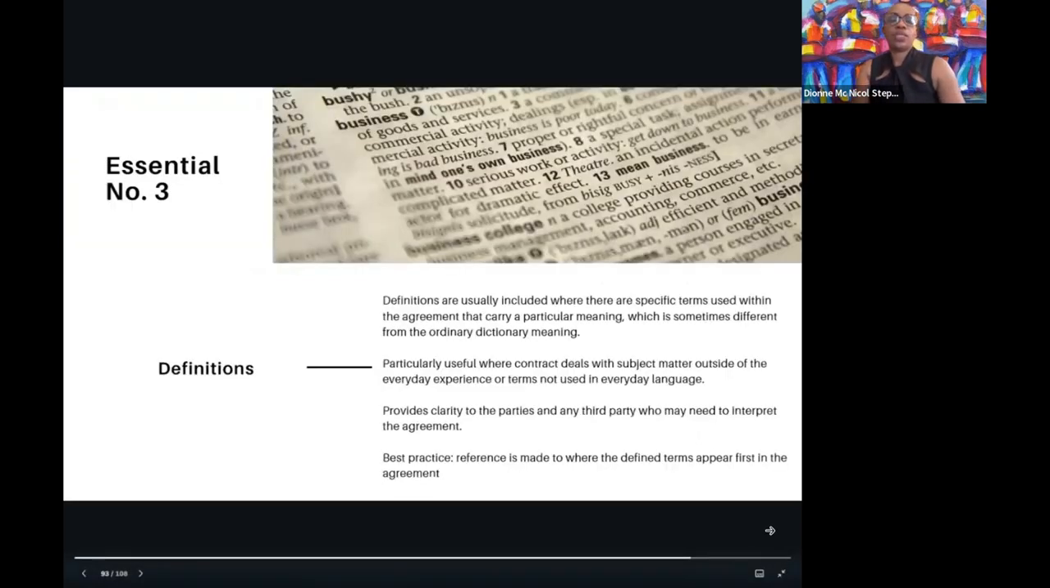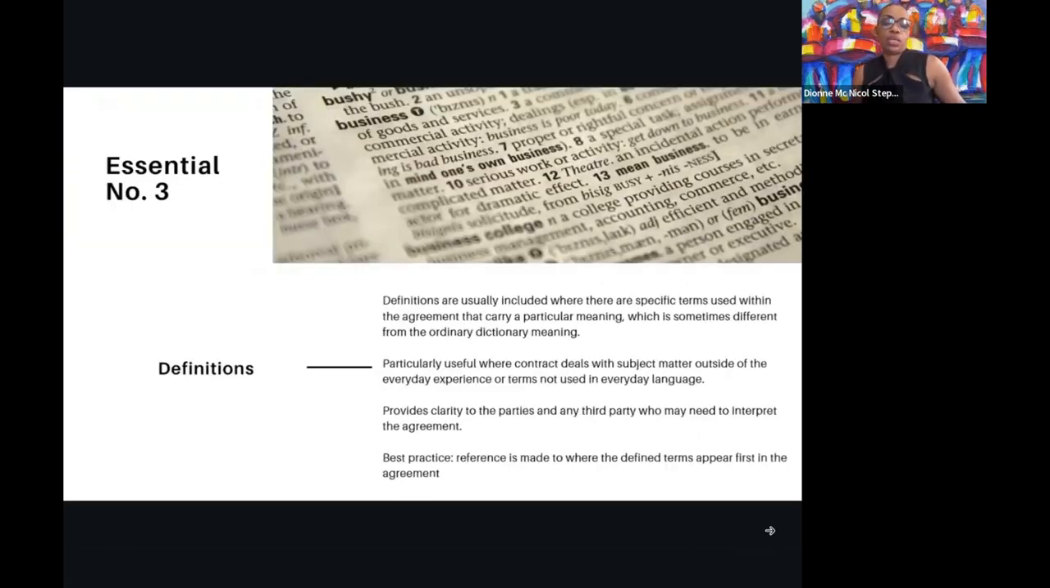Okay, right. Let's go on to the next essential. We're talking about definitions. Definitions bring clarity. And again, the whole point of putting this contract in black and white is to have clarity. The definitions are usually included where there are specific terms used within the agreement that carry a particular meaning, which is sometimes different from the ordinary dictionary meaning, right? So it is particularly useful where the contract deals with subject matter that is outside everyday experience or terms not used in everyday language. This may be very relevant to the carnival and festival costume industry.